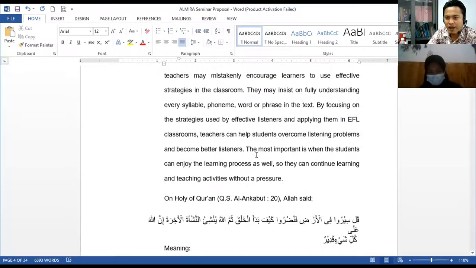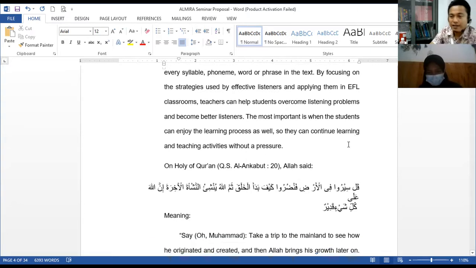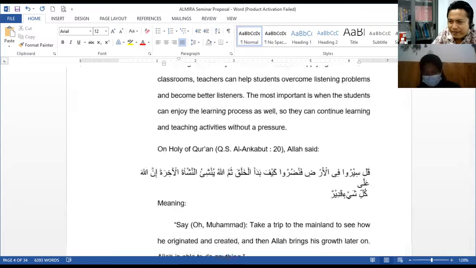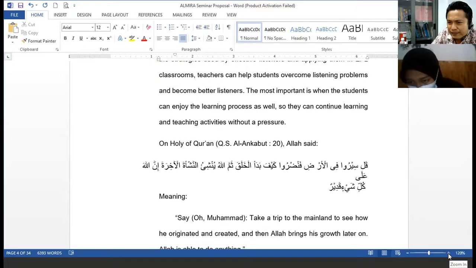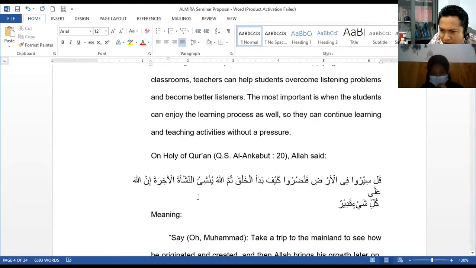Okay, now let's try to take this one. The most important thing is when the student can enjoy the learning process as well, so they can continue learning and teaching activities without pressure. Allah said, Bismillahirrahmanirrahim. What is it? Can you read it, please? Al-Ankabut. Okay, it is qul, sorry. Fil ardi fanzuru kaifa bada'a khalqa thumma Allahu yunshi'un nash'atal akhirata inna Allaha ala kulli shay'in qadir.